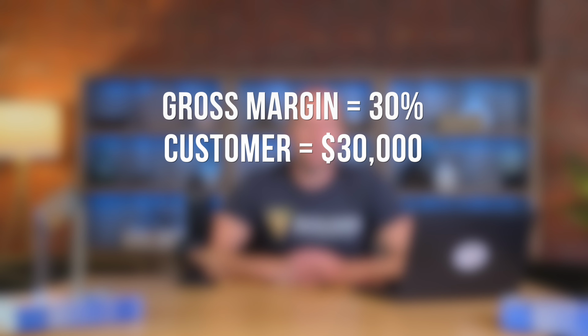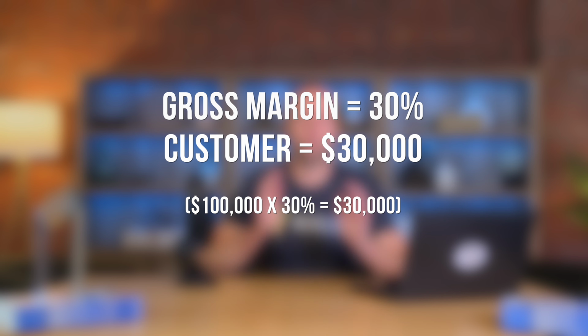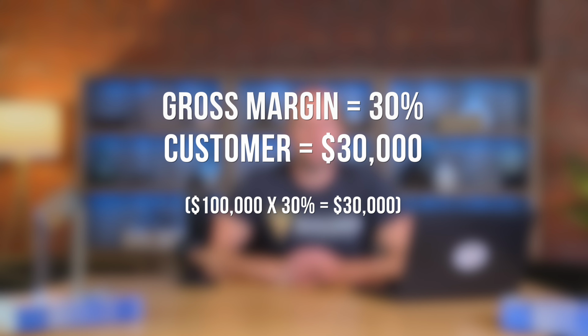If your average project size for a remodeling project is $100,000, this customer is not worth $100,000 to you. It's actually worth the gross margin, because all your material and labor costs are out the door as soon as you sign the customer. If your gross margin is 30%, this customer is worth $30,000 to you. $100,000 times your 30% gross margin is $30,000.